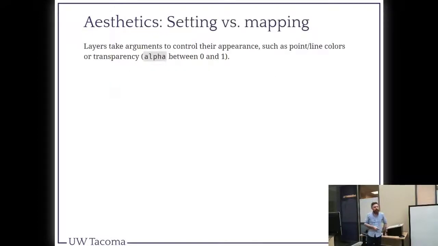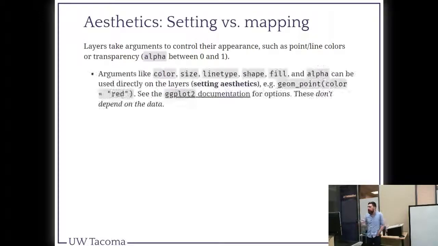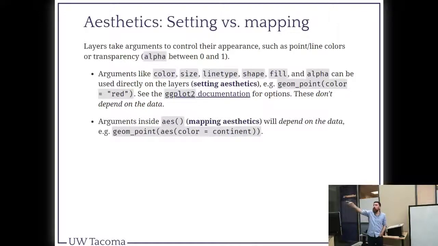Okay, so I mentioned before setting versus mapping. Layers will take arguments to control their appearance, like I've said before. Arguments like color, size, line type, shape, fill, and alpha can be used directly on the layers, and you can set them specifically for that. So if I did something like geom_point(color = "red"), every dot drawn by that geom_point is going to be red. These don't depend on the data, right? You just set them specifically for that layer. Arguments that you put inside aes are mapped aesthetics. So the difference between something in aes and not in aes is that the things inside aes are going to look for a variable and change those values by values of that variable. These are mapping aesthetics. They depend on the data.